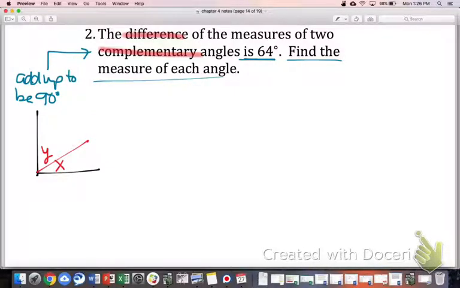So I'm told two things about this. Number one, I'm told that they are complementary, and complementary angles are angles that add up to be 90 degrees. So can you write an equation expressing that these angles are complementary? What might that equation look like? Go ahead. X plus Y equals 90. Yeah, one angle plus the other angle has to equal 90. That make sense?